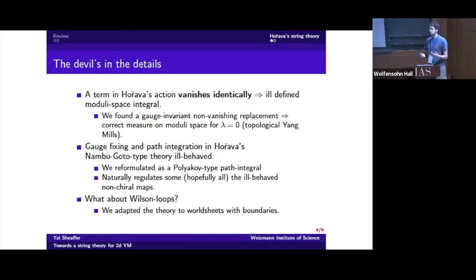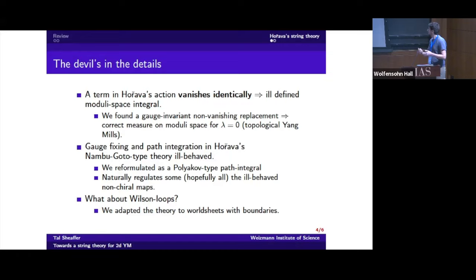Also, to do the one loop contributions in localization, we had to reformulate the theory in a Polyakov-like formalism and gauge fix to an analog of conformal gauge. We found that this formalism also helps to naturally regulate some of those ill-behaved non-chiral maps, taking them to be limits of well-behaved maps. And we want to compute Wilson loop observables and not just the partition function, so for that, we adapted the theory to worldsheets with boundaries, where the boundaries are mapped to arbitrary loops in the target space, in the spacetime.